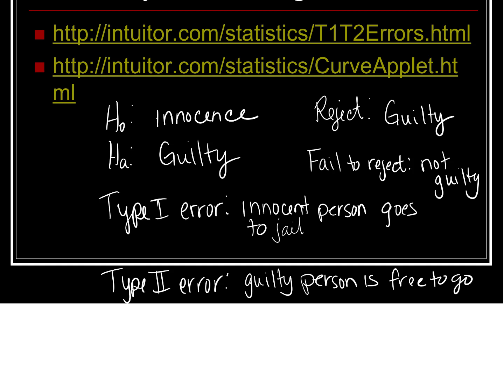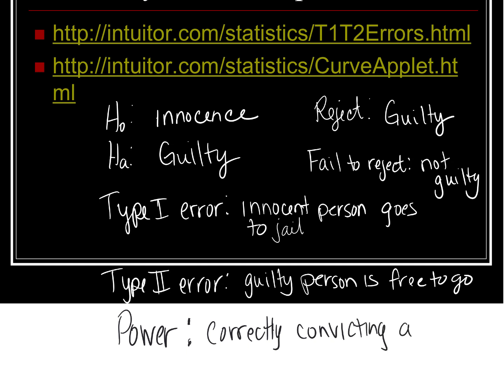But that was power. What was the power? The heads in his fridge. That's the evidence. There was a lot of power there, right? To correctly convict a guilty person. That's power. Okay? So let's think about it this way. Sometimes when we take it out of the context of statistics and we put it in something more real, it makes more sense, right? So power is correctly convicting a guilty person.